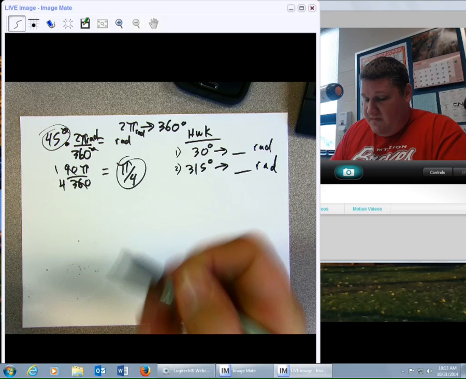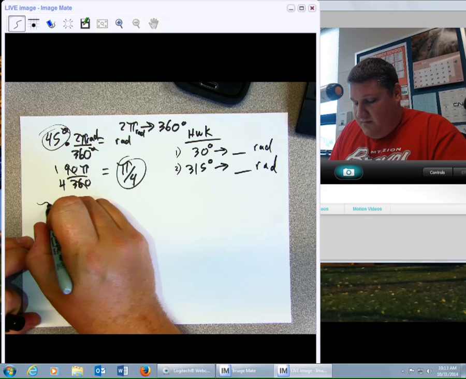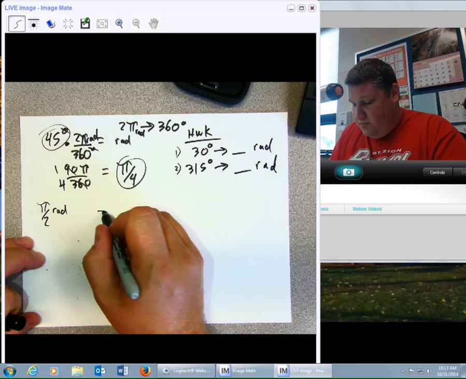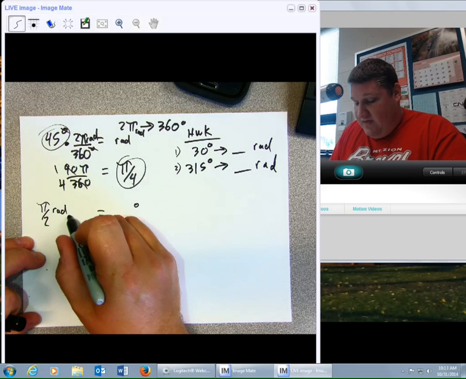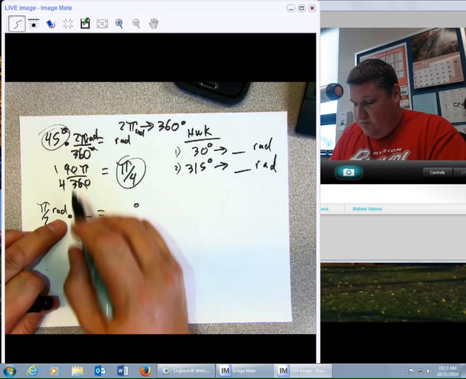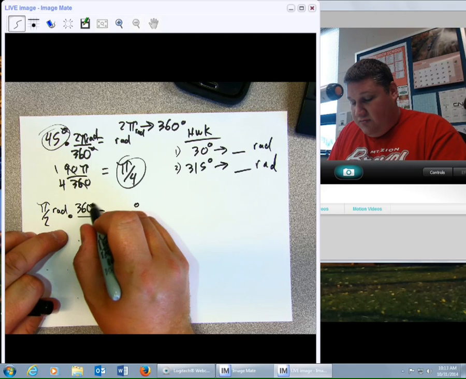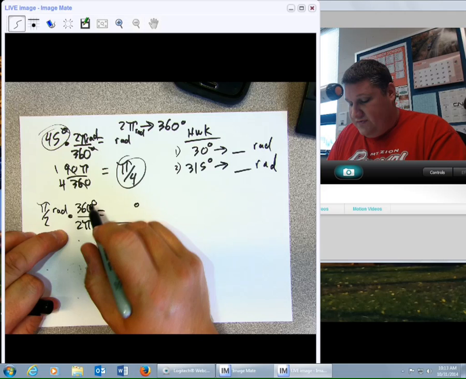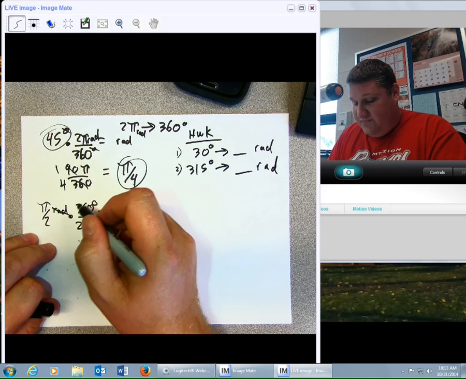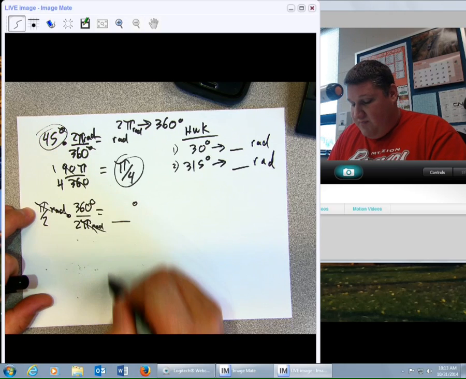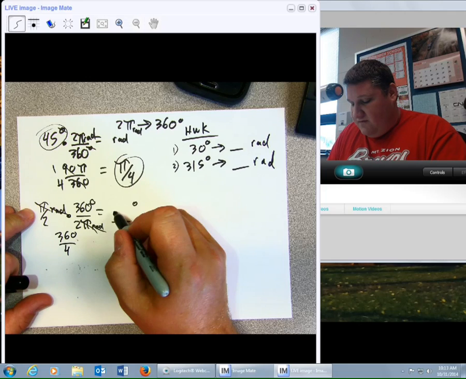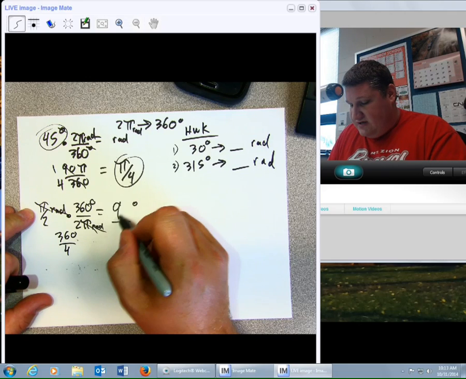Now, let's go the other way. Let's go from pi over 2 radians back to degrees. To do that, I'm going to multiply, and I want to get rid of radians. So instead of 2 pi over 360, it's going to be 360 over 2 pi, because I want the degrees left on top. I want the radians to cancel out. Another big hint is the pi's are going to cancel out. So I end up with 360 divided by 4, which is 90 degrees.